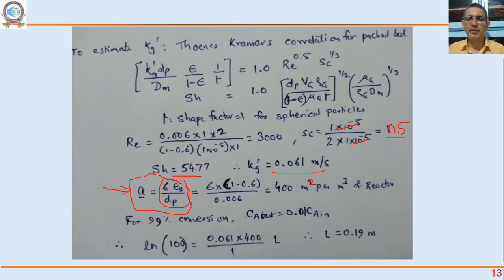So for 99% conversion, all I have to do is substitute the values. L will be 0.19 meters. Get this for yourself. Make sure you've got this value. You may get a slightly different value because the Schmidt number I had taken is slightly wrong, so that's okay.